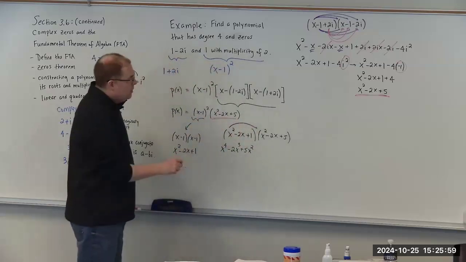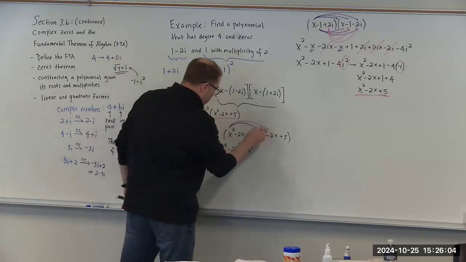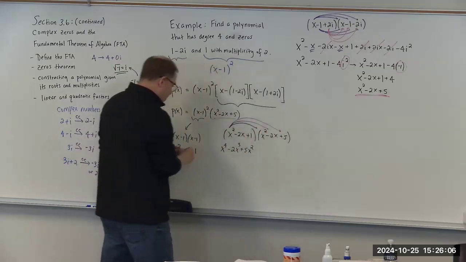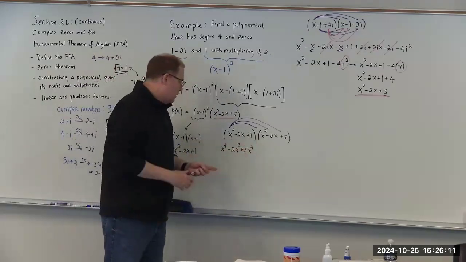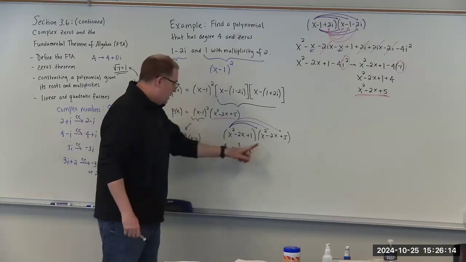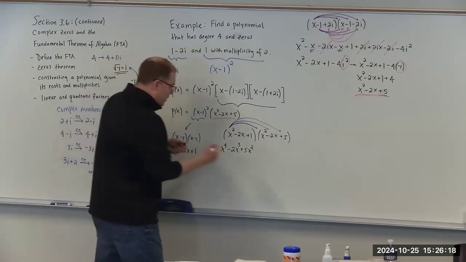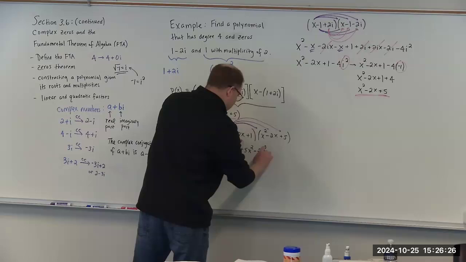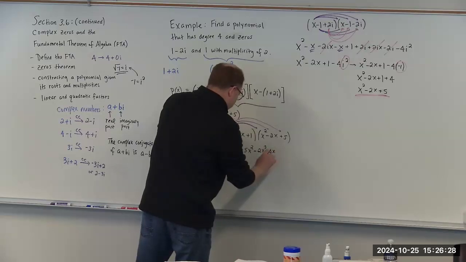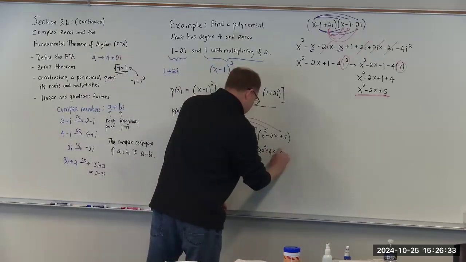This is why you learned the distributive property back in algebra. So x to the fourth, minus 2x cubed, and then plus 5x squared. Okay, so let's do it for the other term, minus 2x. Minus 2x times x squared is minus 2x to the power 3. Then we have minus 2x times negative 2x, that is positive 4x squared. And then minus 2x times 5 gives us minus 10x there.